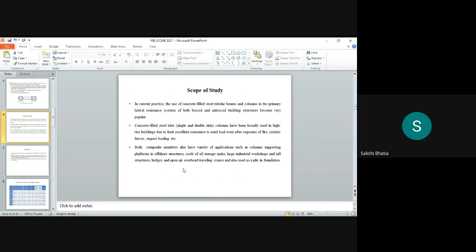The scope of the study, as I have earlier said, is that there are many advantages of CFST and CFDST because of their greater resistance to axial load even after they are exposed to fire or seismic forces or impact loading. They have application in a variety of construction projects, like columns supporting offshore structures, in the roofs of oil storage tanks, in workshops, and in bridges as piers, and also as pile foundation.